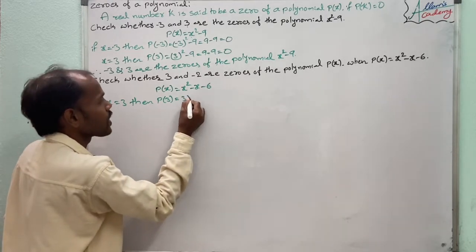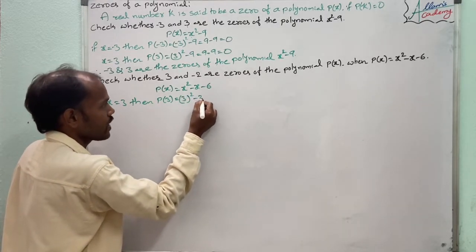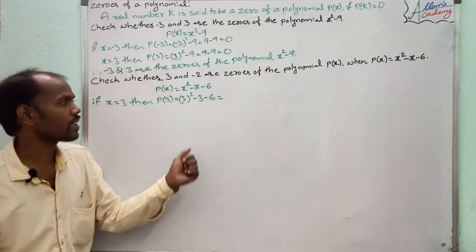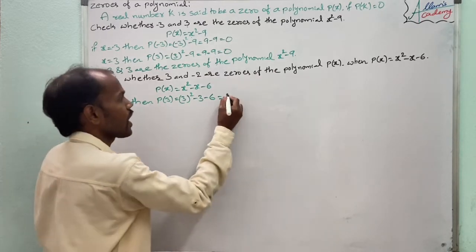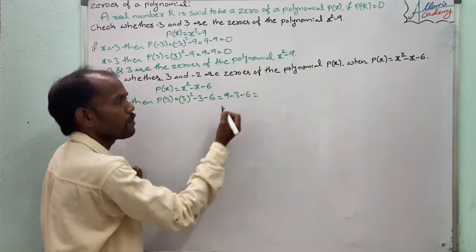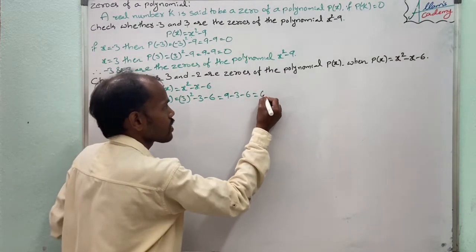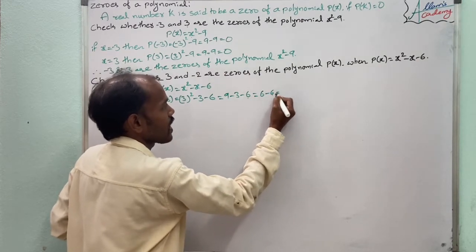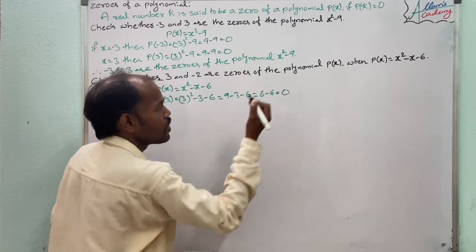So 3 square minus 3 minus 6, in the place of x minus 3 written. So 3 square equal to 9. 9 minus 3 minus 6. 9 minus 3 equal to 6, minus 6. 6, this minus 6 is here written. 6 minus 6 equal to 0.